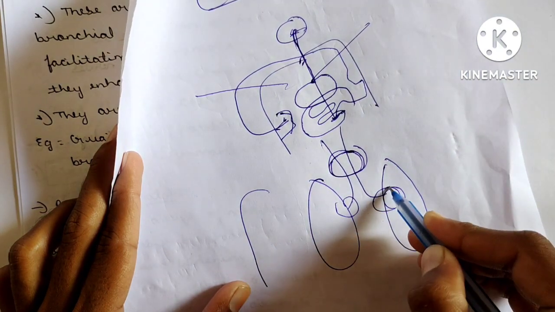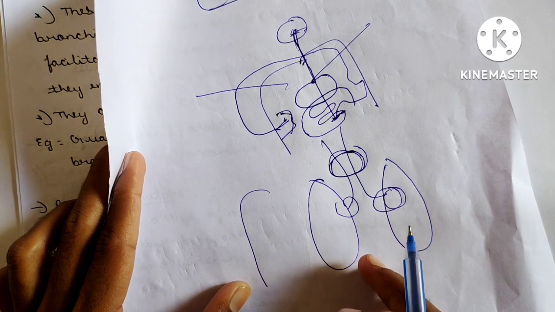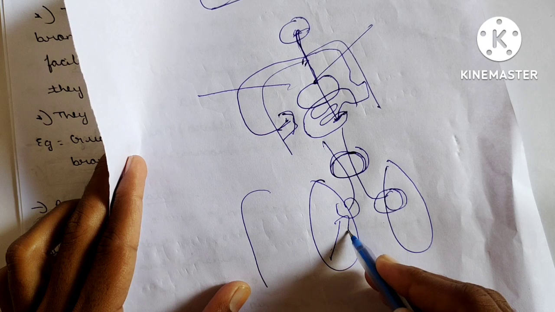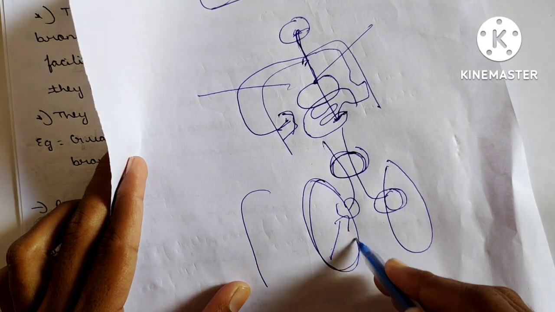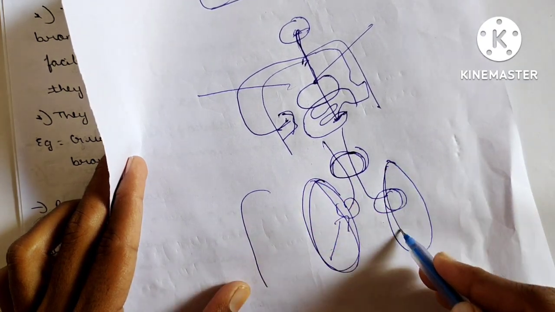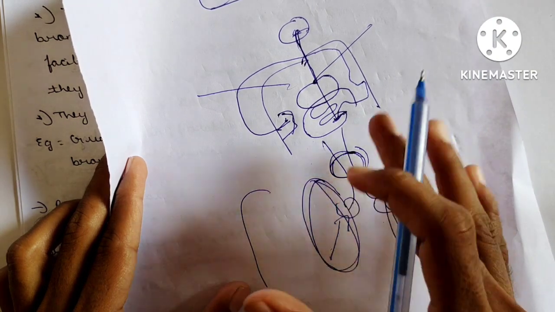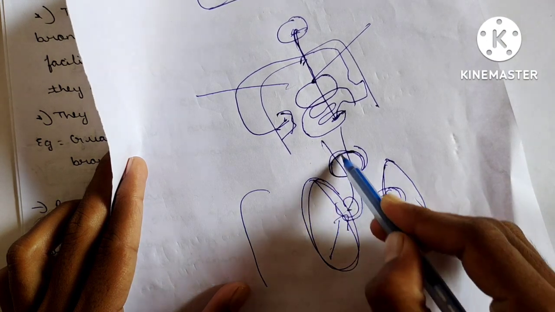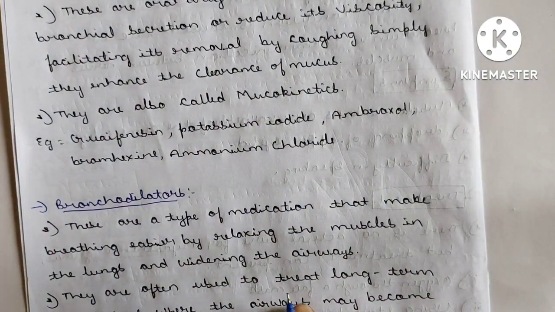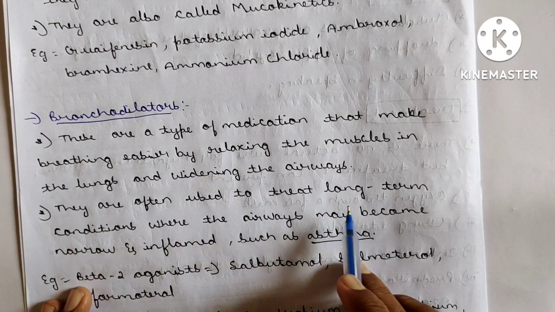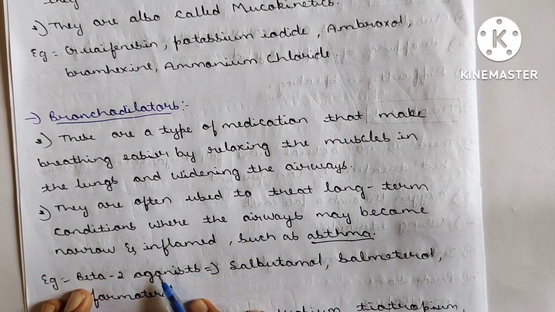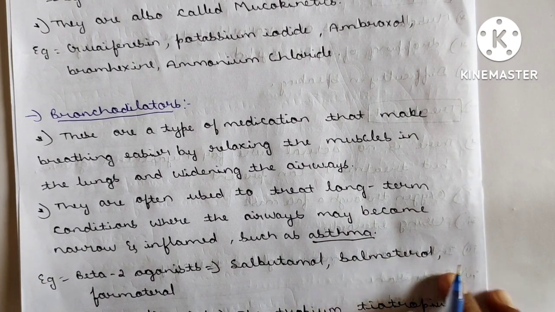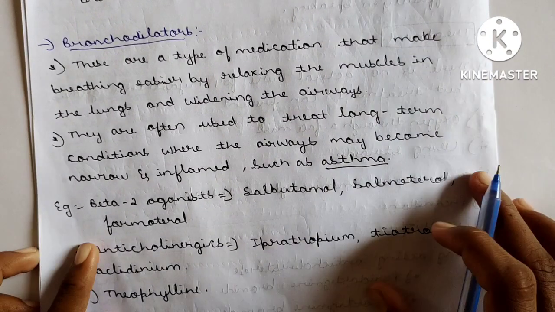By relaxation, the mucus or the macrophages show their action. In simple terms, by taking these bronchodilators, your lungs get relaxed, your windpipe gets relaxed, and you are free from cough. Means the mucus can be easily expelled out. They are often used to treat long-term conditions where the airways become narrow and inflamed, such as asthma. Beta-2 agonists like salbutamol, salmeterol and formoterol we are giving.